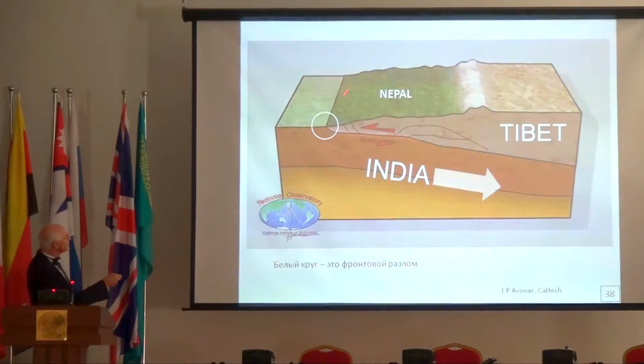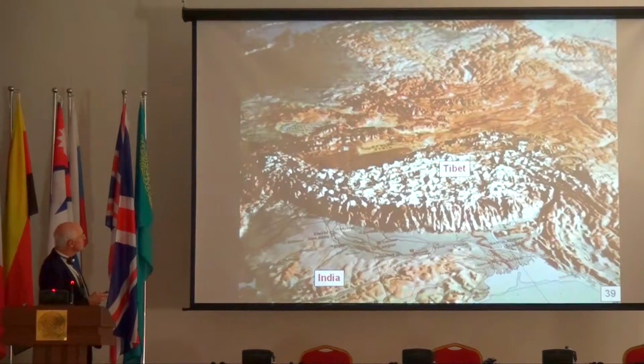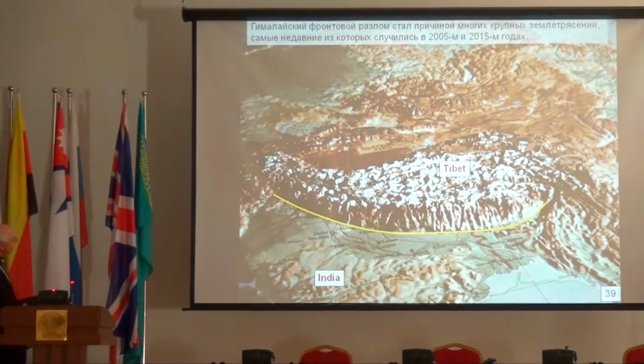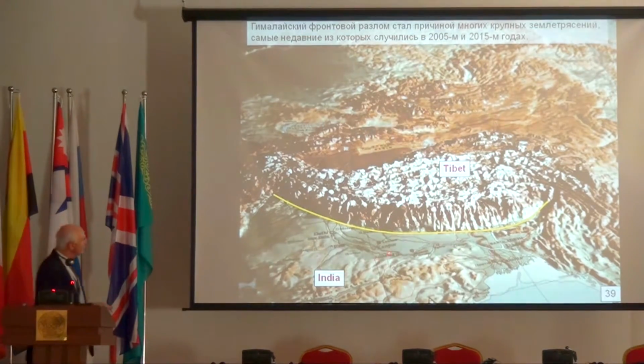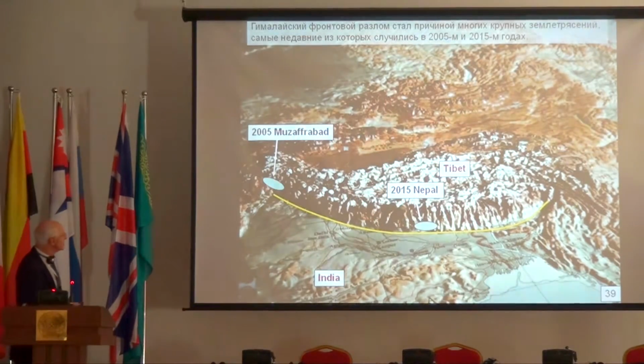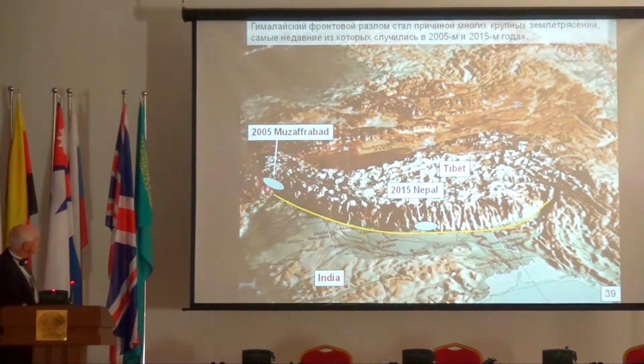This is the edge of the mountains here, and that line is shown on this map here by this yellow line. So this yellow line is the fault which comes to the surface, so India can slide underneath the mountains of the Himalaya and Tibet. This fault has produced many big earthquakes in the past. Most recently, the earthquake in Nepal last year, but also 10 years ago in Kashmir in Pakistan, there was a big earthquake here.